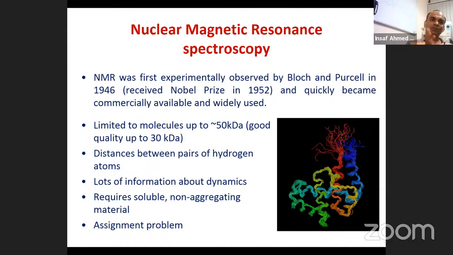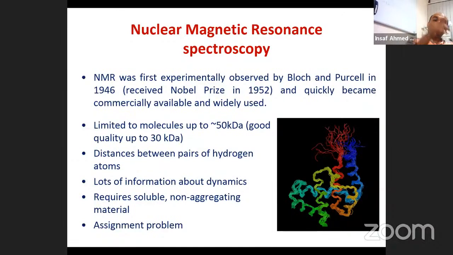By using NMR spectroscopy, you can determine the structure of a protein up to 50 kDa molecular weight. But you can get a good resolution for proteins with molecular weight up to 30 kDa. So the most preferred protein size is up to 30 kDa. If you want to work above 30 kDa, then NMR is not a good option. NMR tells you about the distance between two hydrogen atoms.